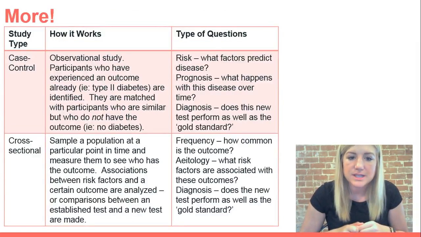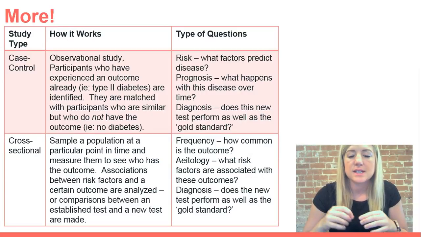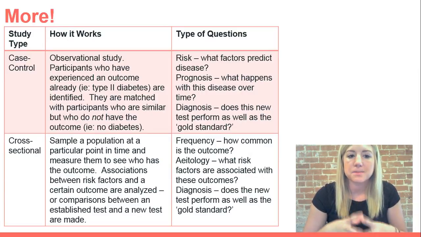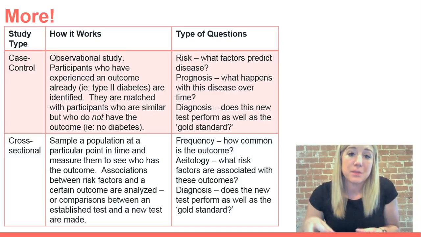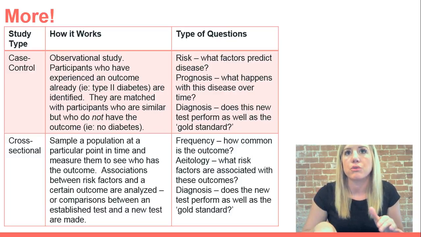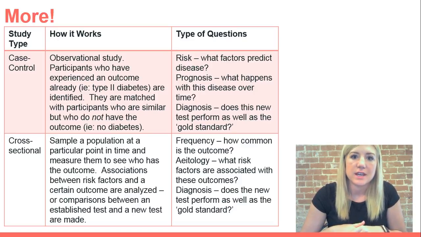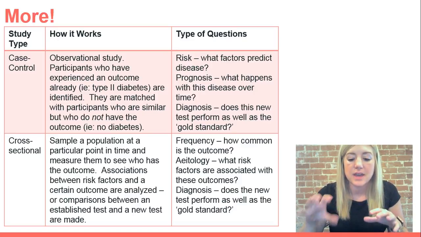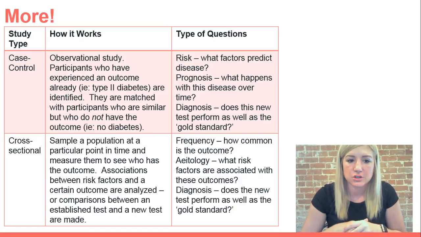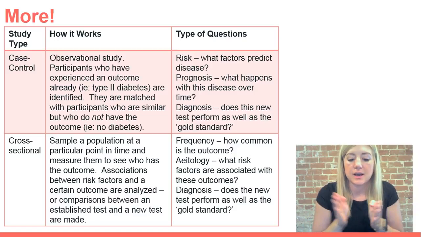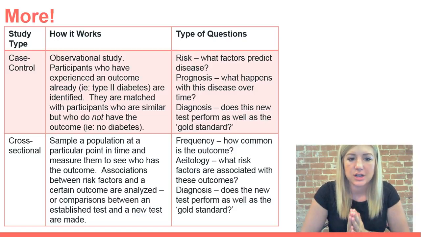Case control is also an observational study. This is a group of people who have already experienced an outcome, like type 2 diabetes, and they are matched with people who are very similar in characteristics. So maybe they're both adults ages 35 to 50, but the other group does not have the outcome. There's cross-sectional, which is you take a point in time and sample a population to see who has the outcome.